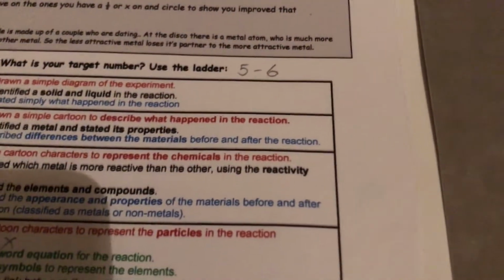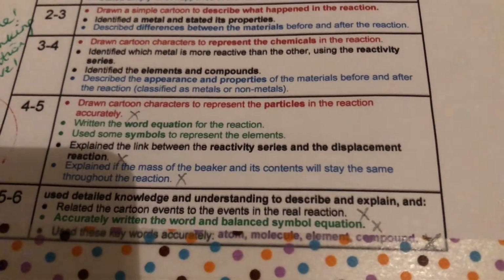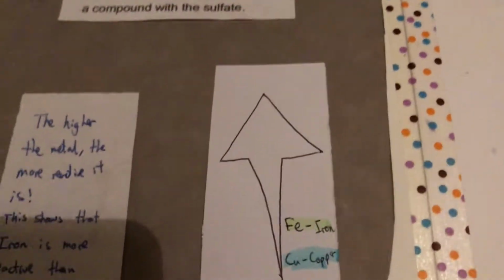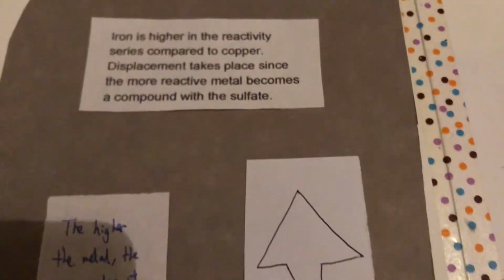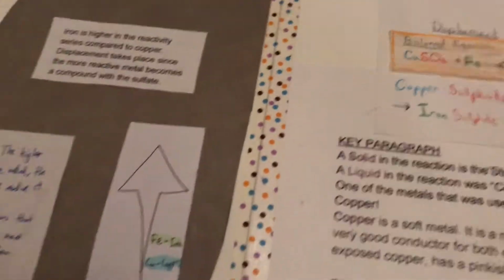And this is my criteria. I always like to put my criteria close by so I can always check up on it and make sure that I'm doing everything. And I have always checked off all the things once I've completed them so I can keep track easily. This is just to show how iron is more reactive than copper, and I like to make it clear.